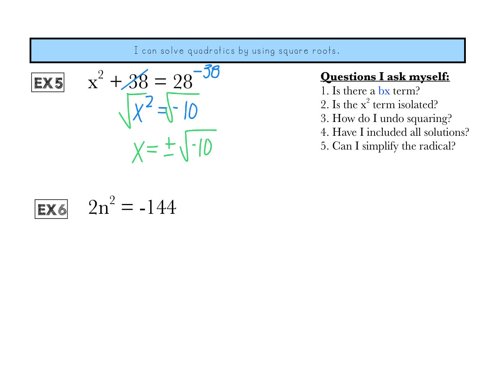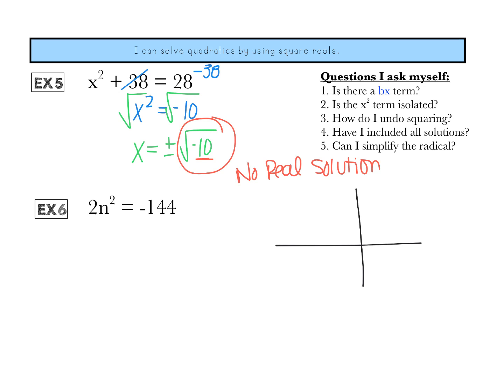Now in your head, alarms should be going off because I cannot square root a negative number right now. We'll learn about imaginary numbers in a little bit. So this is going to be no real solution because I cannot have a negative under the square root sign. So when I think about what this looks like on a graph, it's going to be the quadratic that has no roots. It doesn't cross the x-axis. So that's what's happening. If I ever go to isolate my x squared and the number is negative that I'm going to square root, then I will write no real solution. So go ahead and try number 6 on your own.